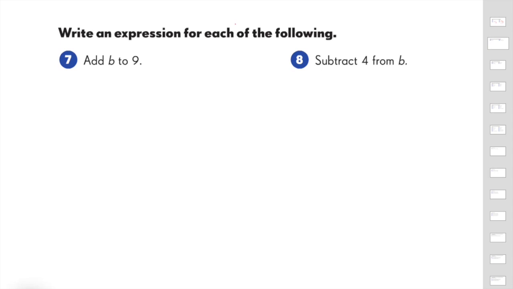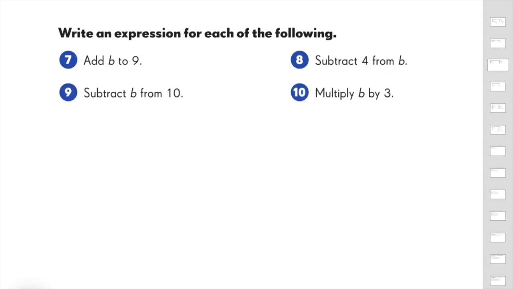The directions on the next part say, write an expression for each of the following. Add b to 9. Okay, so our starting number would have to be 9, and we are adding b to 9. So the algebraic expression would be 9 plus b. Number 8 says subtract 4 from b. So our starting value has to be b because it says subtract 4 from b. So the algebraic expression would be b minus 4.